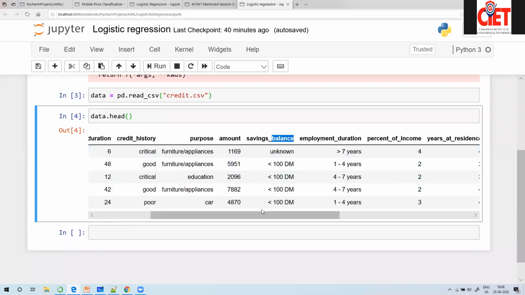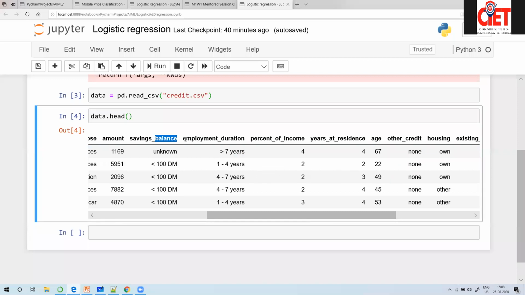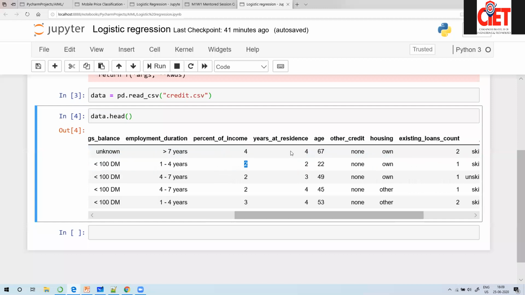You see some random values here, like less than $100 per month, greater than $100 to $200 per month. Again, some categories here. Employment duration, how long that person has been employed, etc. Percentage of income, maybe the amount of loan in terms of percent of income, maybe 4% of their overall income, 2% of their overall income. Years at residence, how long they have been staying at the place that they have provided as their address.